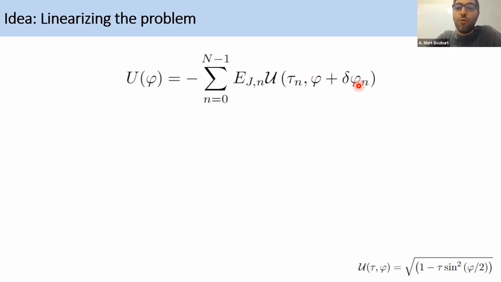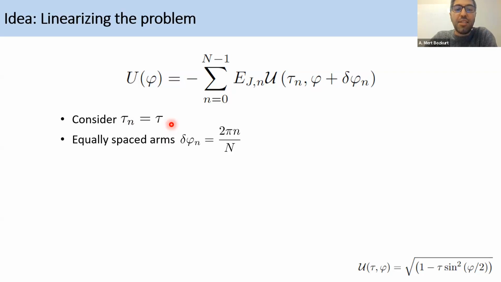So what can we do in order to simplify this so that we gain understanding of the response of the tunnel junction array? First of all, we can consider a much simpler problem by setting all the effective transparencies of each junction to be equal. Secondly, we can say that all the arms of the tunnel junction array are equally spaced, such that their phase differences will be given by this equation, where capital N is the total number of arms in the tunnel junction array.